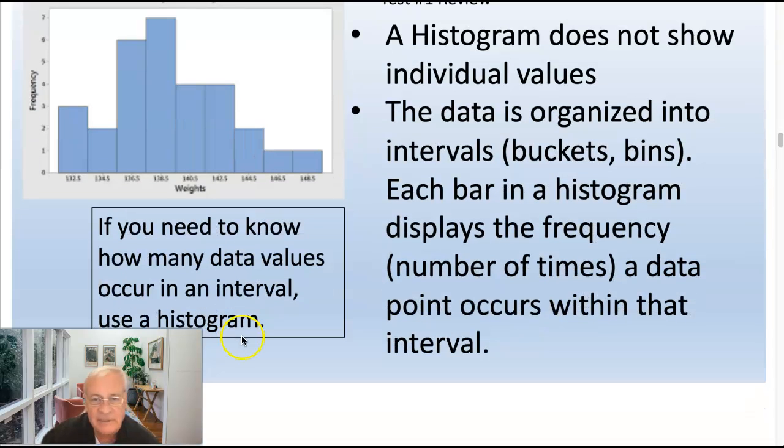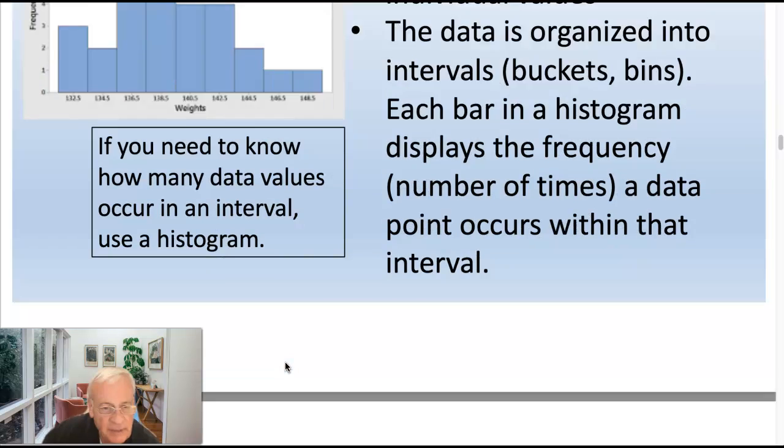In a histogram, it does not show individual values. The data is organized into intervals or bins, buckets, but intervals. Small little ranges. All right, each bar in the histogram displays the frequency, the number of times a data point occurs within that interval, within that little mini range. And if you need to know how many data values occur in some interval, you're interested in looking at some interval, use a histogram.